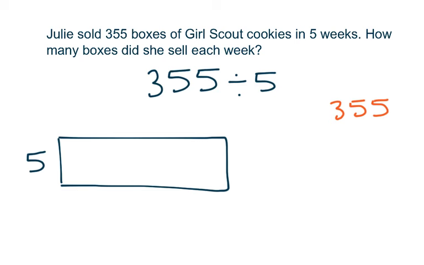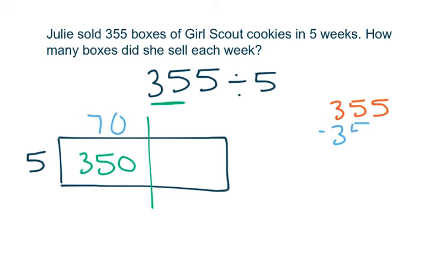I want to get close to 355, so I have less work to do. So I'm going to look for my compatible numbers. I'm going to underline my two greatest place values and think, does 5 go into 35 evenly? It does. So 5 goes into 350 evenly. 5 times what gives me 35? That would be 7, and I'd add my 0. So 5 times 70 gives me 350. I'm going to take that 350 away, and I'd be left with 5.